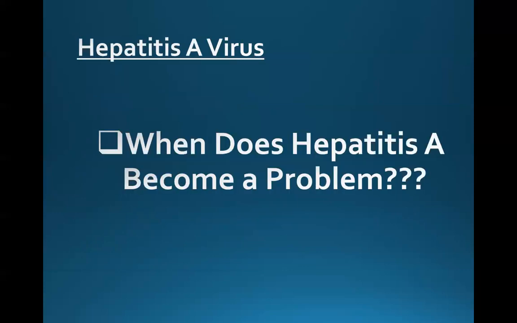When does hepatitis A become a problem? Hepatitis A, for the most part, is a self-limiting disease. It can hurt a lot, but at the end of the day, the patient is going to resolve this infection completely. It becomes a problem when the patient has another, chronic liver disease of any type.